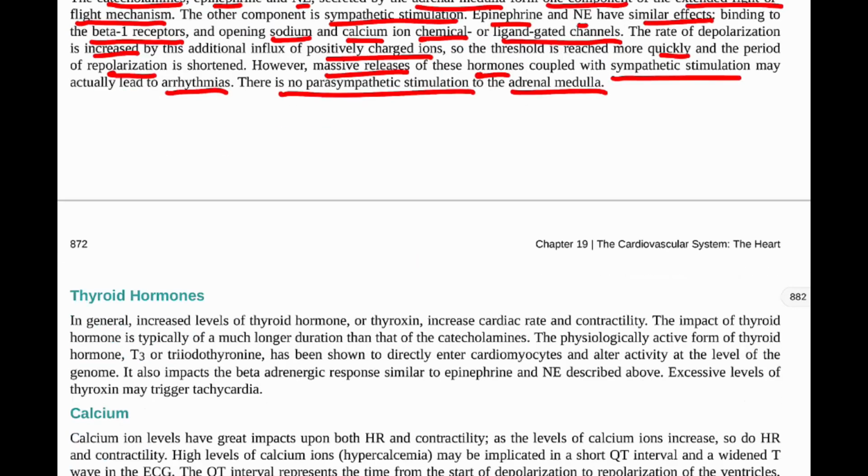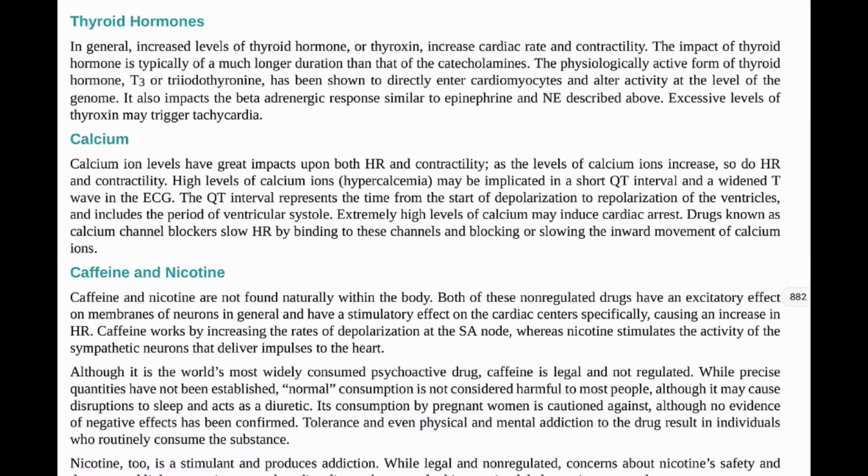All right, so then next were the thyroid hormones, specifically T3 or triiodothyronine or thyroxine. The active form of the thyroid hormone is T3, or triiodothyronine. If we have increased levels of the thyroid hormone or thyroxine, it can increase cardiac rate and contractility. So again, if we have an increase in our thyroid hormones, we have an increase in heart rate.